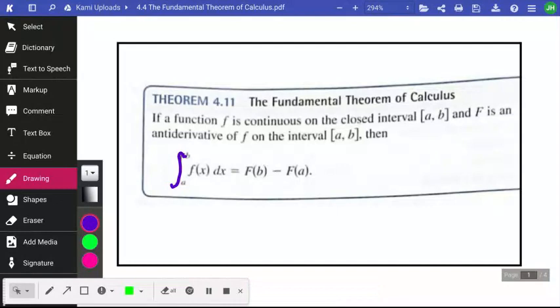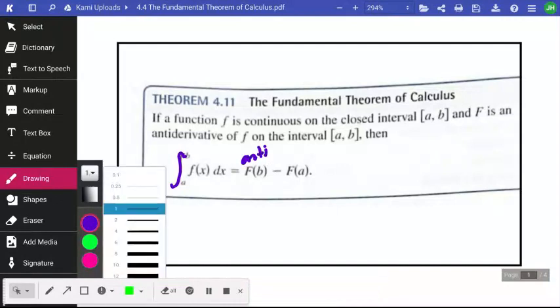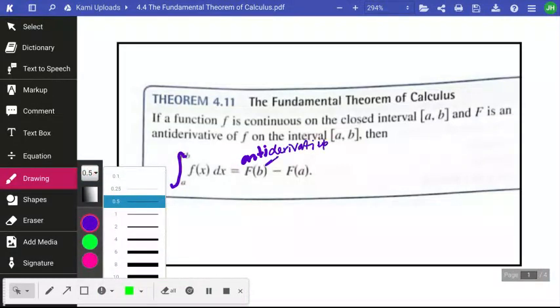of b minus F of a, meaning this is the antiderivative. These are both antiderivatives with those limits of integration plugged in. And it's plug in top minus plug in bottom.